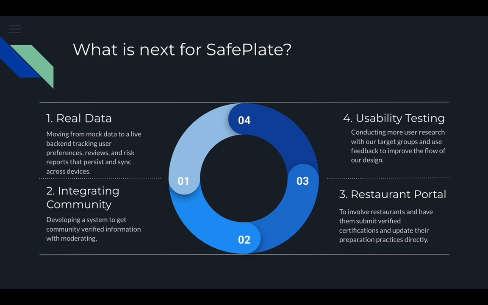And lastly, we'd also love to build a dedicated restaurant portal where owners can submit verified certifications like halal, kosher, gluten-free kitchen and update their preparation practices directly. This would help ensure that the information users see is not only accurate but comes straight from the source.